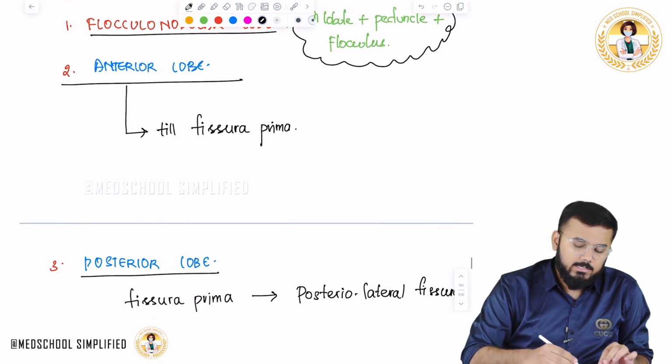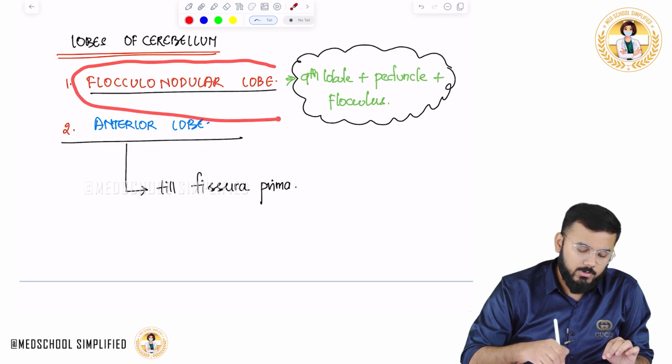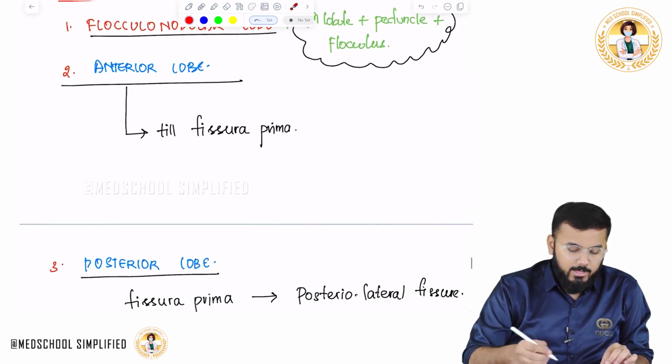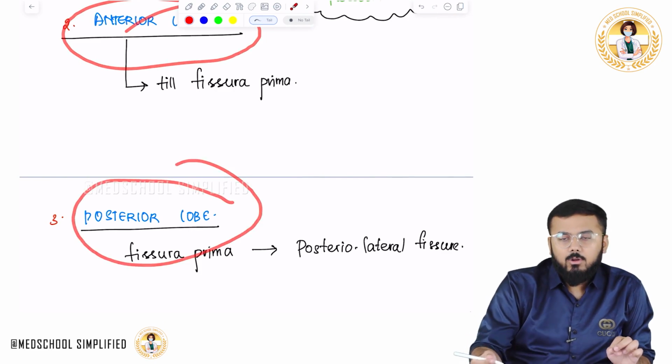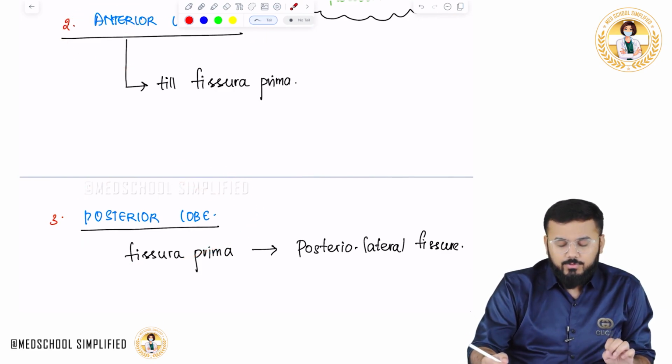What are the things we have discussed? We discussed that there are three lobes. One is called the flocculonodular lobe, next is the anterior lobe, and next we have the posterior lobe. So these are the lobes which we discussed.